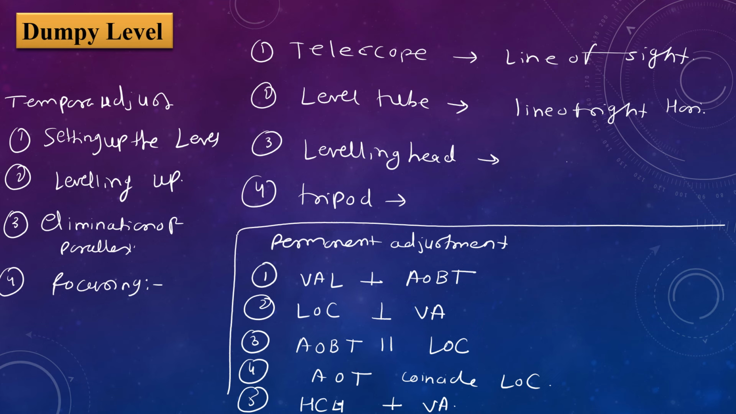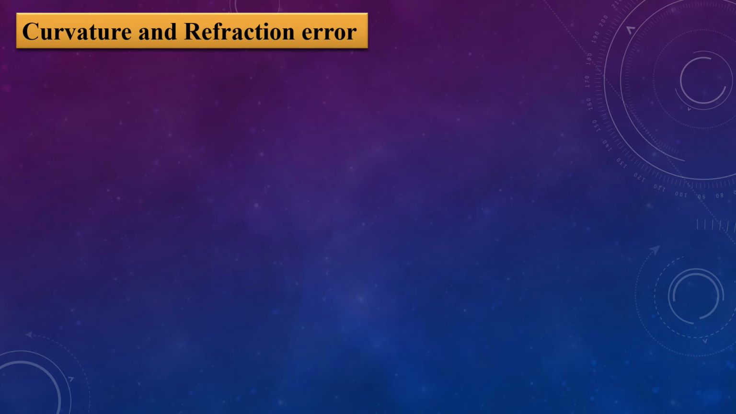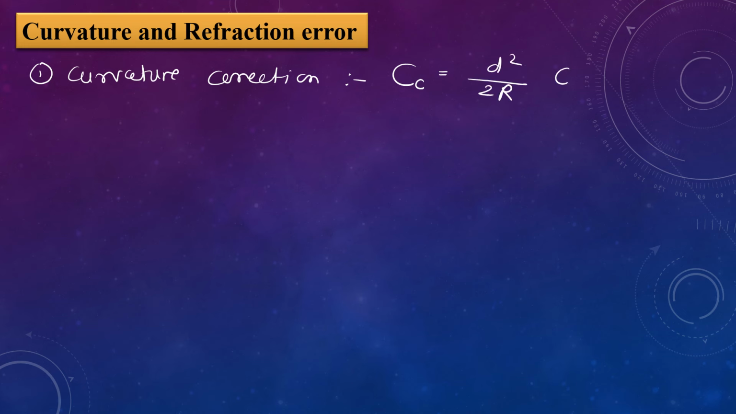And last point of this video is curvature and refraction error. In that, first equation is related to curvature correction. The formula to find the curvature correction, CC, is d square divided by 2r, which is always negative. And this CC is nothing but 0.07849 d square, which is always negative.